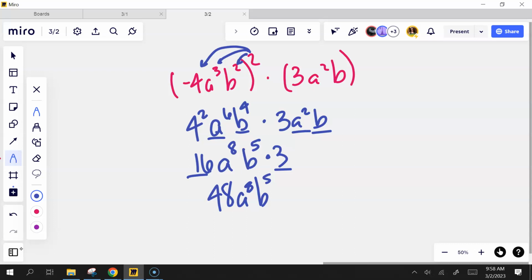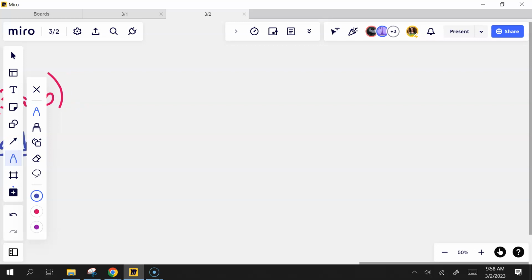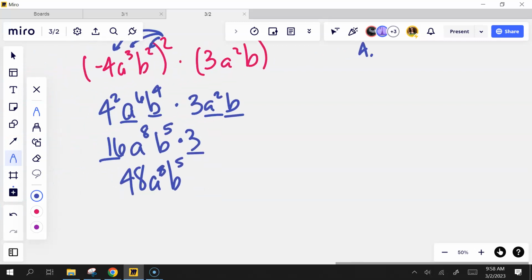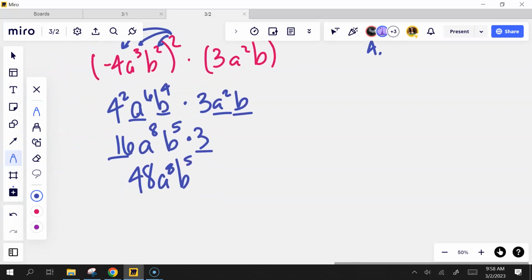Which other one did y'all say? Number 4. Tell me when you got it. And move out of everybody's way. You can't just sit there.